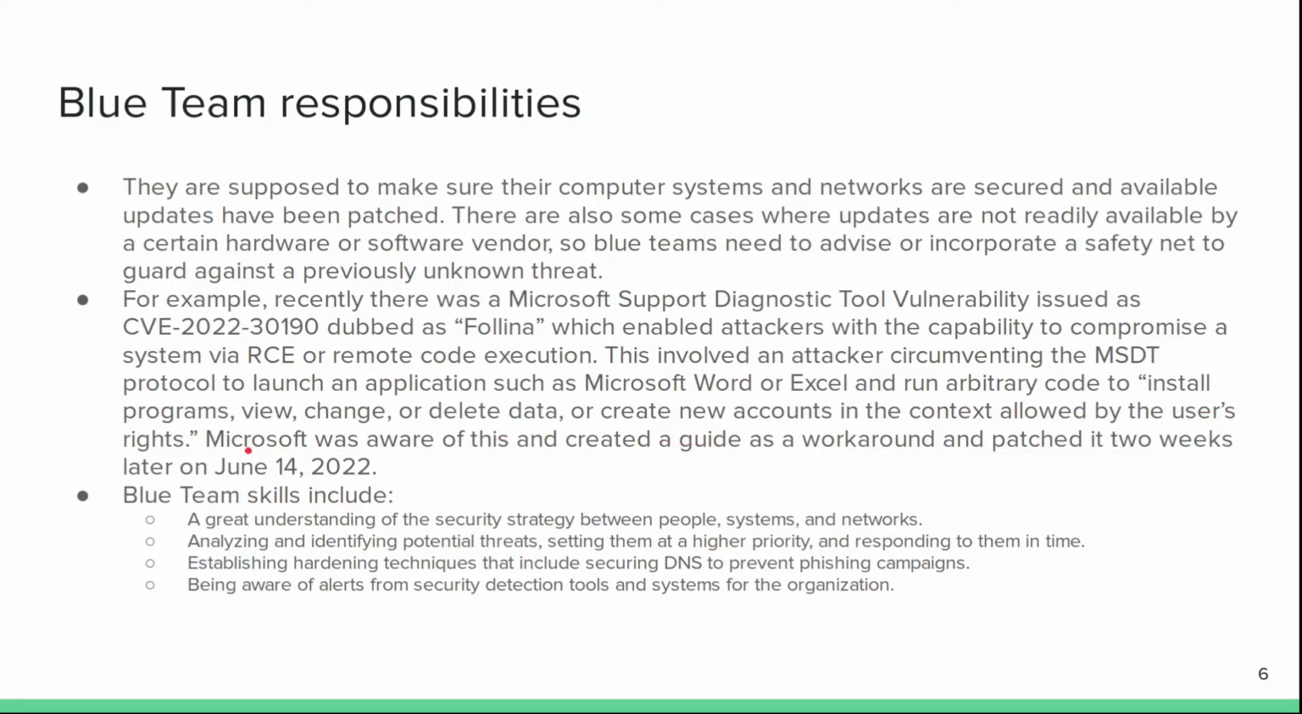user's rights. Microsoft was also aware of this and created a guide as a workaround and patched it 2 weeks later on June 14th of this year. Blue team skills include a great understanding of the security strategies between people, systems, and networks, analyzing and identifying potential threats, setting them at a higher priority, and responding to them in time, establishing hardening techniques that include securing DNS to prevent phishing campaigns, and being aware of alerts from security detection tools and systems for the organization.